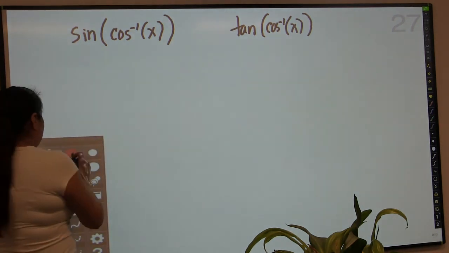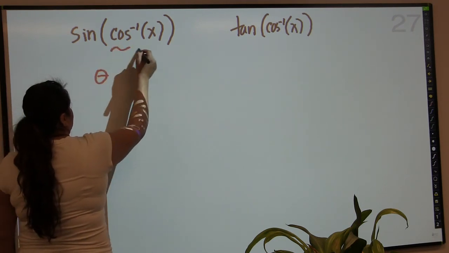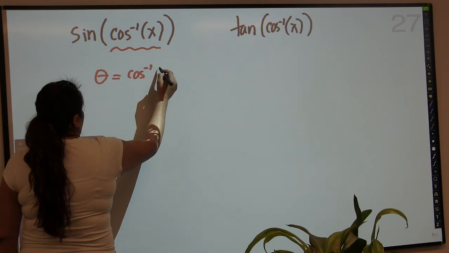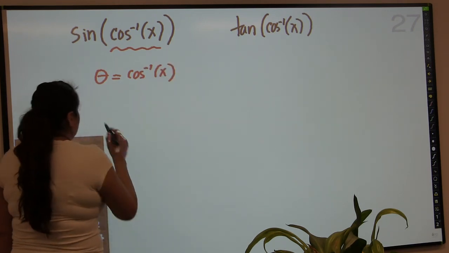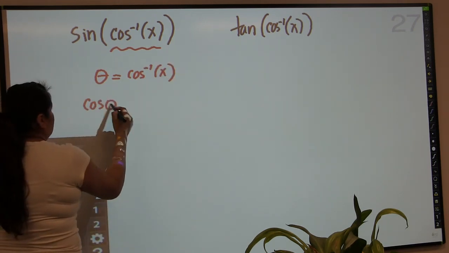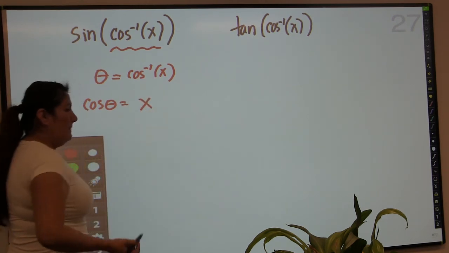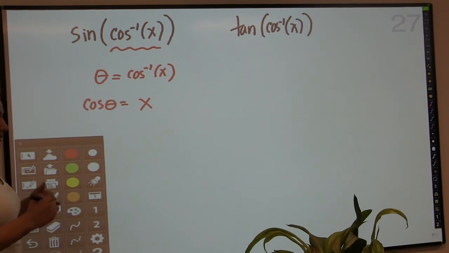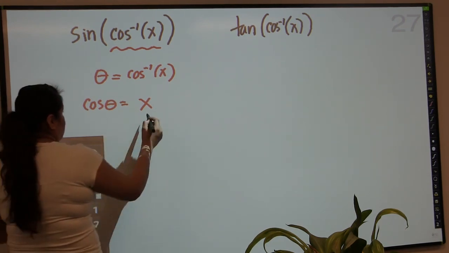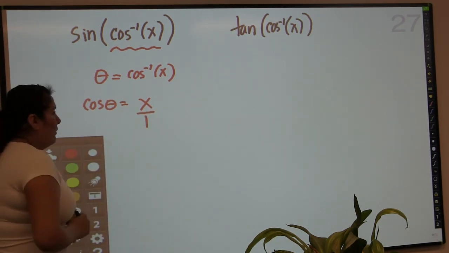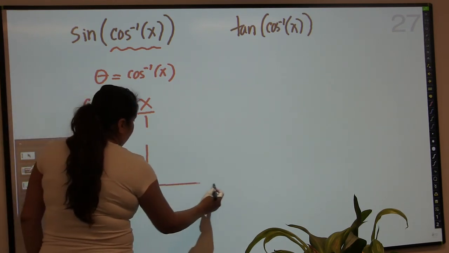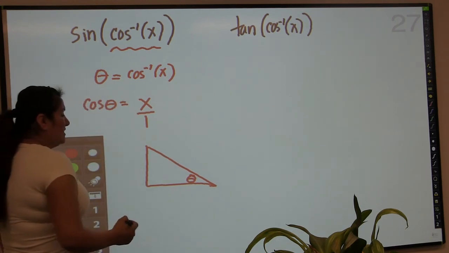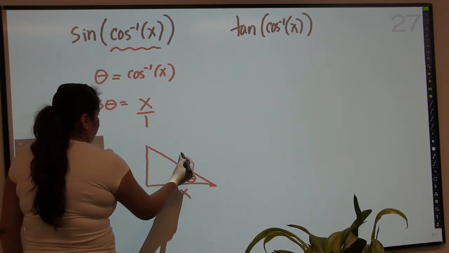We're going to say that theta is equal to cosine inverse of x, which would then mean that cosine theta is equal to x. We like to have a fraction because with SOHCAHTOA you want a fraction, right? Top and bottom, so we can just do that. And then we can still set up a triangle with those properties. Cosine is adjacent, so that would be adjacent over hypotenuse.